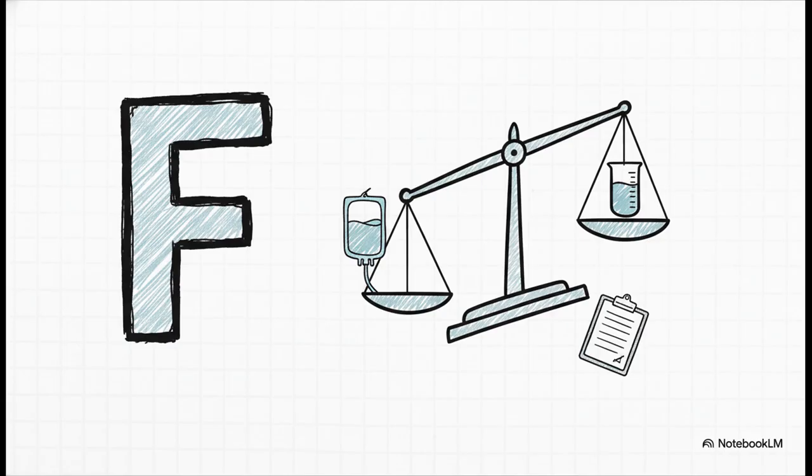F stands for fluids. This is all about checking their hydration status. Think of it like a simple balance sheet: what's going in versus what's coming out. You're checking for any signs of dehydration, and you're keeping track of any nausea or vomiting. Your best friend here is an accurate fluid balance chart.